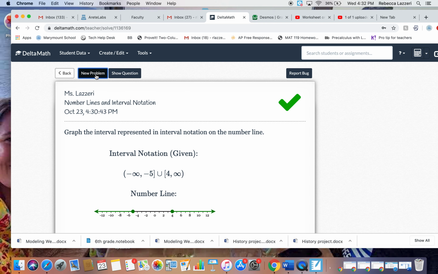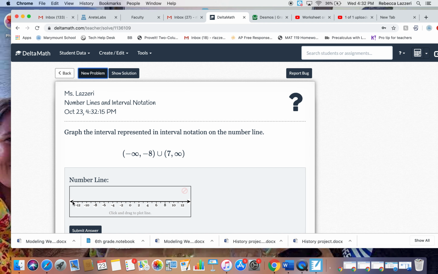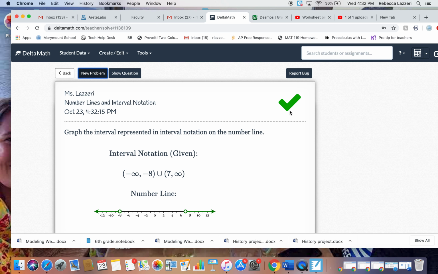Alright, so let's do another one. On this one I'm coming from negative infinity to negative 8. And then I'm going from 7 to infinity. And these are parentheses, so they're both open. You can submit your answer and check it.